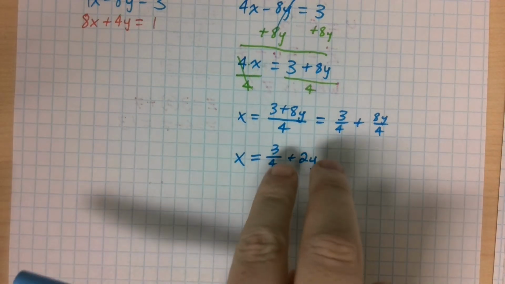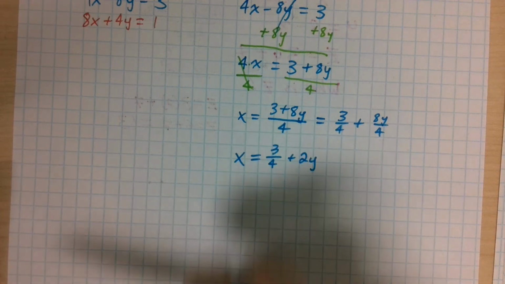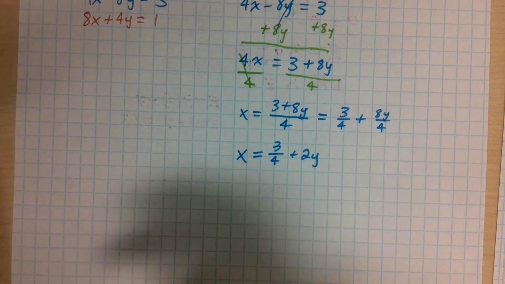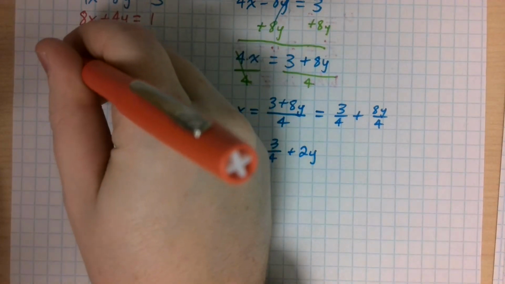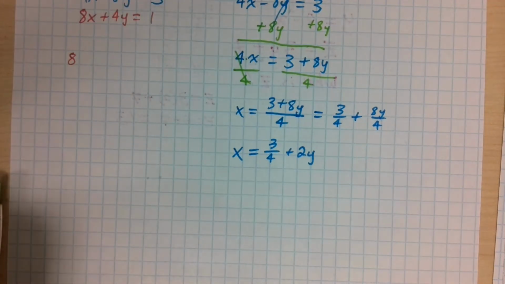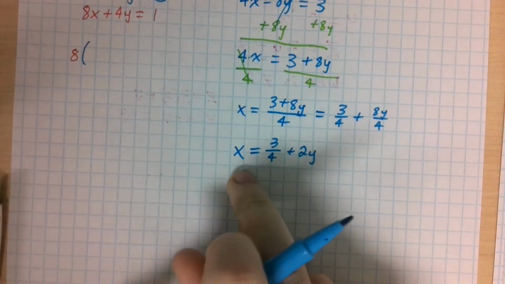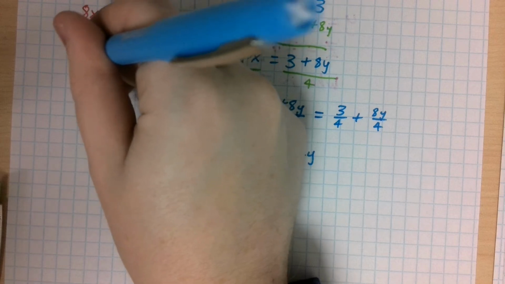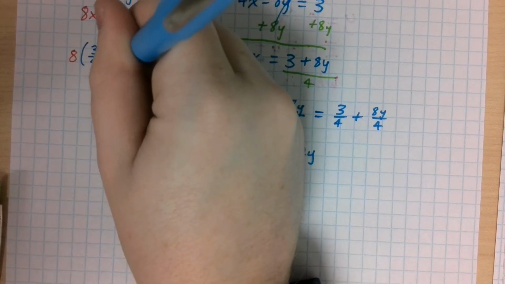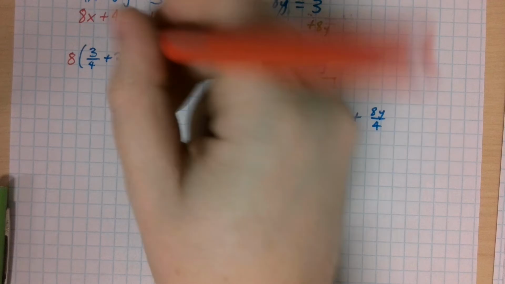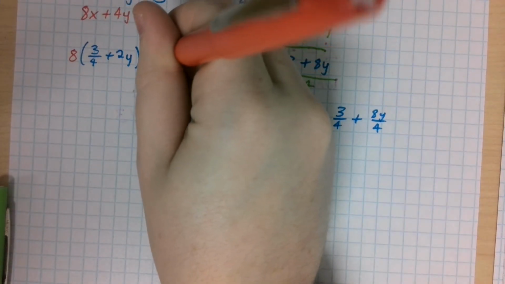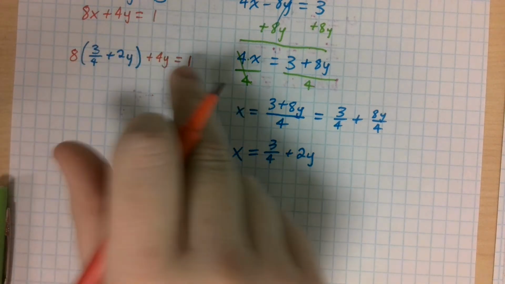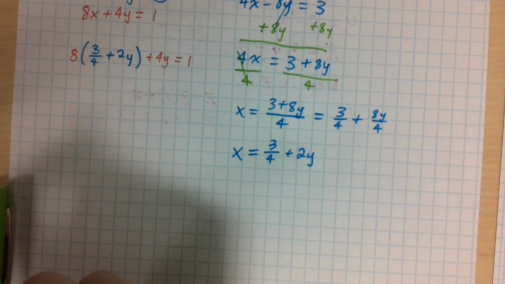Step 2 is that we take the expression here, 3/4 plus 2y, and we substitute it in for x in the other equation. So when we rewrite our other equation, it'll be 8 times, instead of x, we're putting in what the x equals, 3/4 plus 2y, plus 4y equals 1. When there's only one variable in your equation, you can solve for that variable.